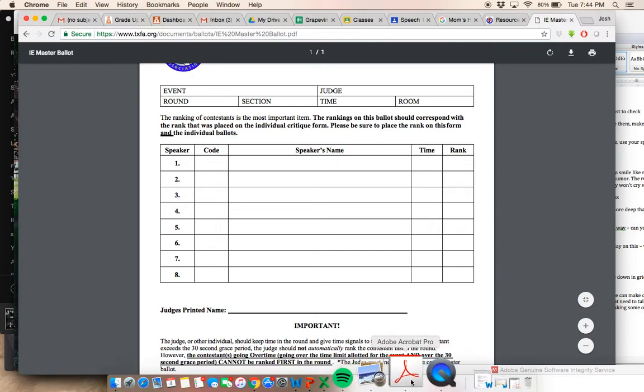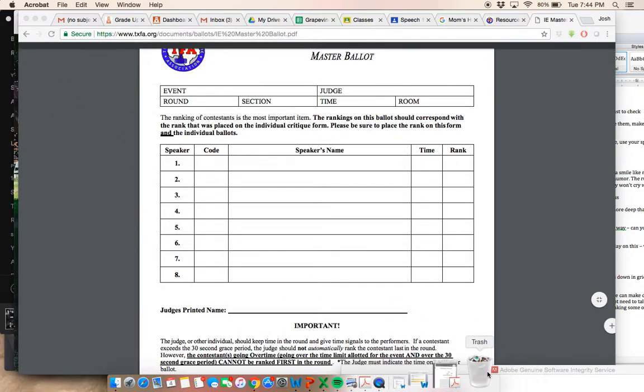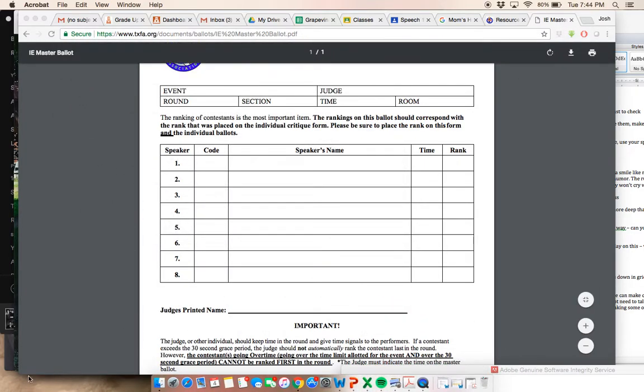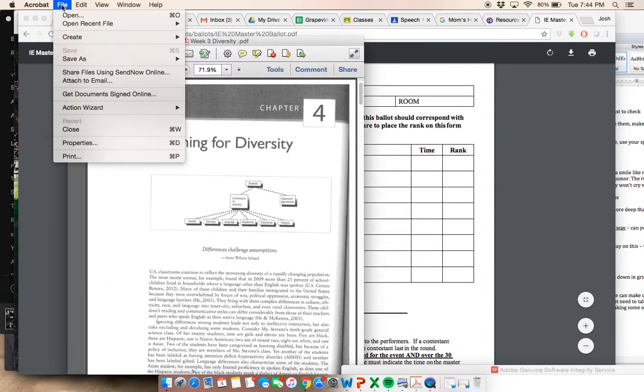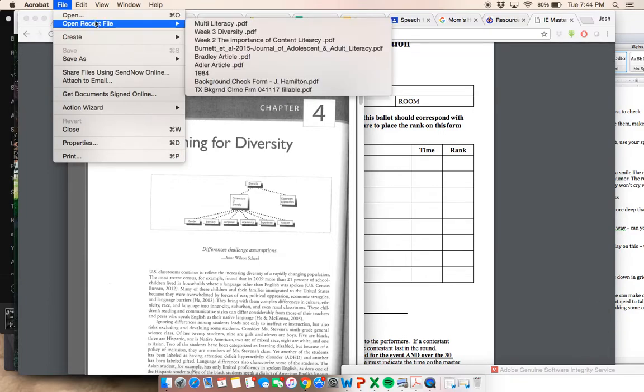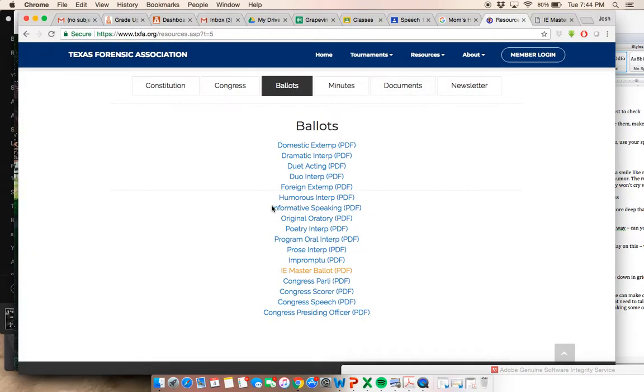Notice on the ballots that there it is again, teaching diversity. If you guys want to read that article, I can send it to you. Notice on the ballot, okay, well, I'll go back to this.